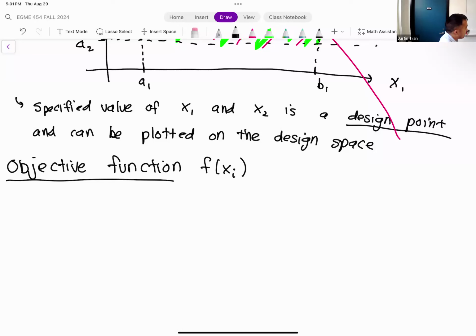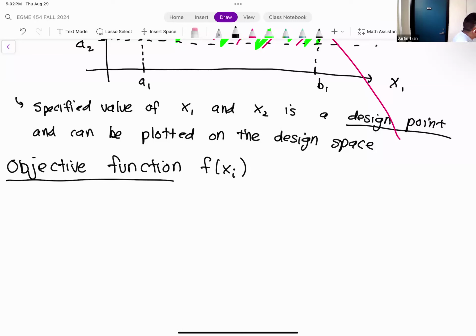Okay. So up to this point, we've covered the concept of a design variable. The design variable is nothing more than just the parameters of our system that we can tweak throughout the design process. We've covered the concept of a design constraint. A design constraint is just a limitation on the values of the design variables that tells us which values are valid or which are not.